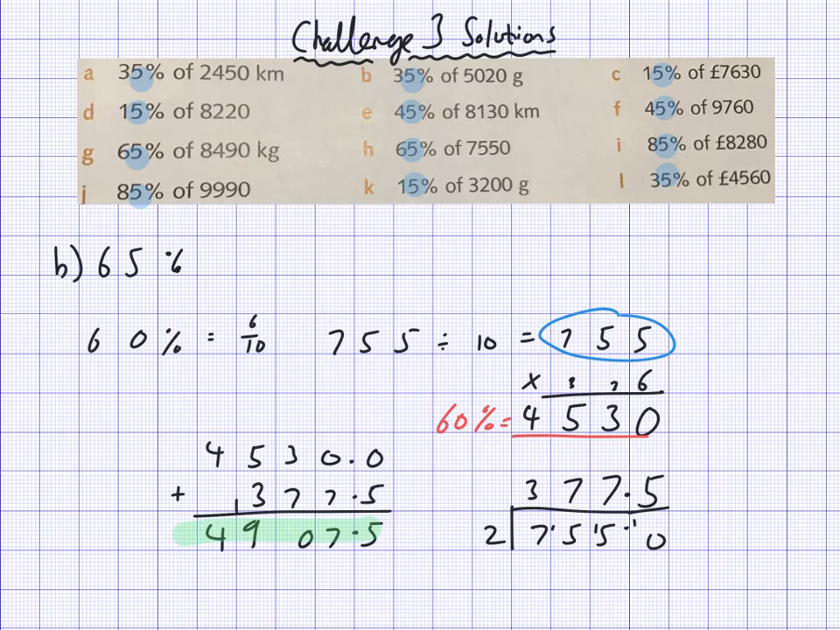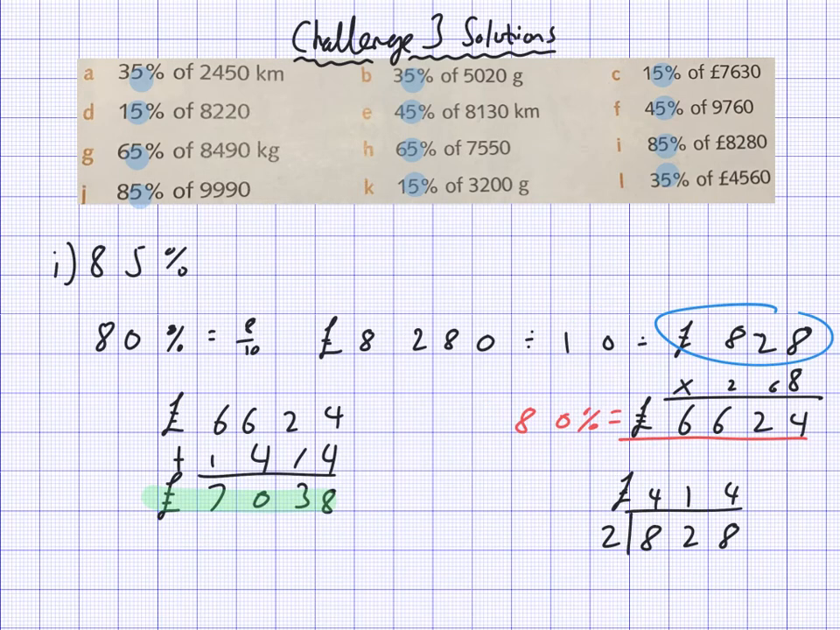In H, I used exactly the same method as I did in G. To find 65%, I found 60%. So divide by the bottom, multiply by the top, and that got me 4,530. I divided 10% by 2 to find 5%, and when I added them, I got 4,907.5.